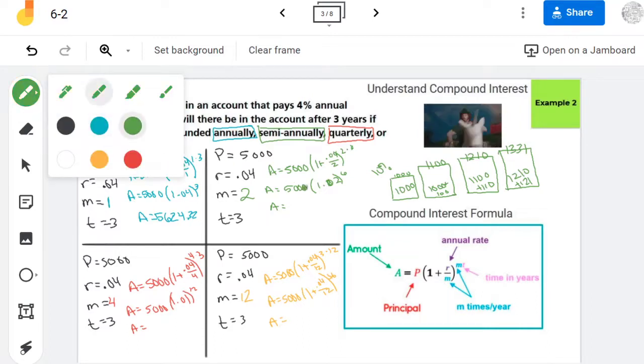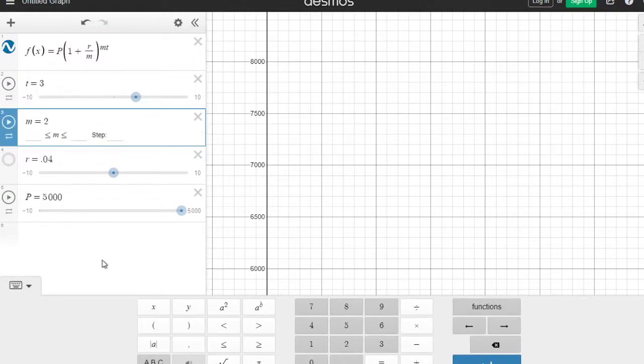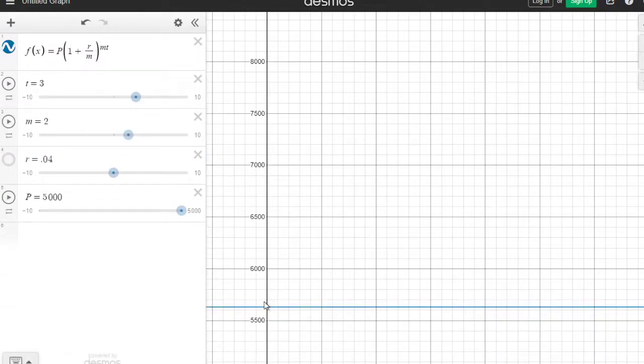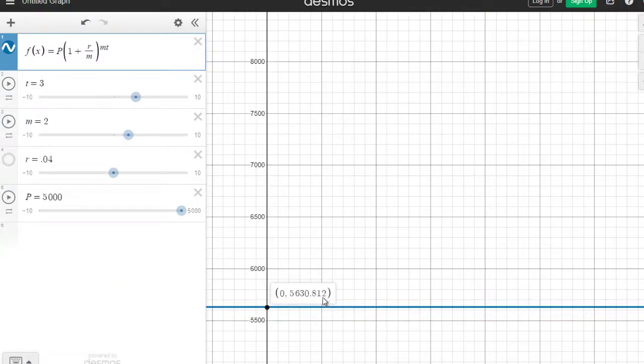Alright, so now we're going to take that up a notch. Now let's look at the one for twice a year. So I'm going to change this m value, the compounding number, to 2. Okay, and it moved up a little bit. $5,630.81. And remember, I rounded that to the nearest penny because we're talking about money, y'all.